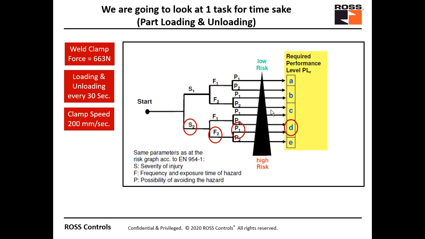And then that possibility of avoidance, the P1 and P2: since we are less than that 250 millimeters per second or 10 inches per second, we're going to say P1. That led us to a performance level D requirement from the risk assessment.